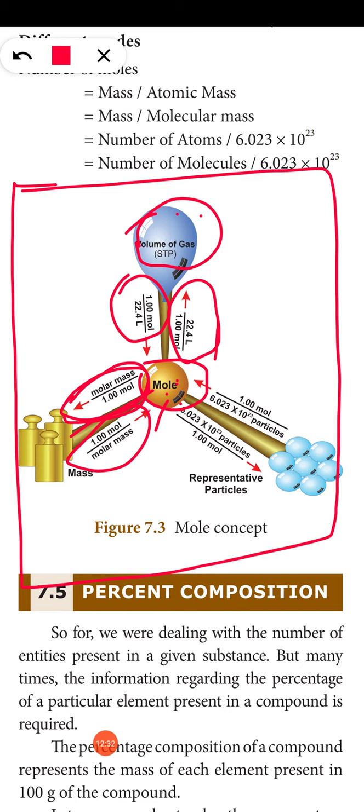That means 1 gram of hydrogen atom is equal to 1 mole. 2 gram of hydrogen molecule is equal to 1 mole, because hydrogen molecular mass is 2 gram.